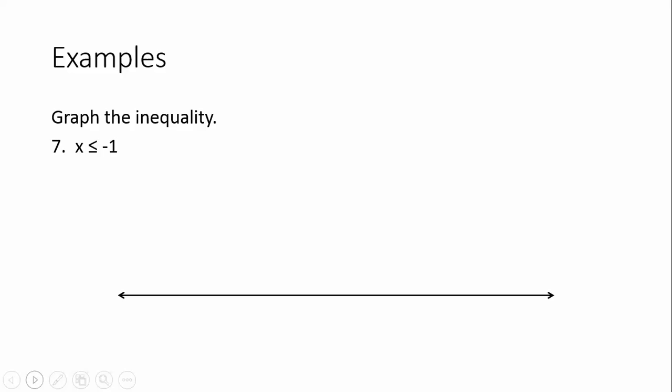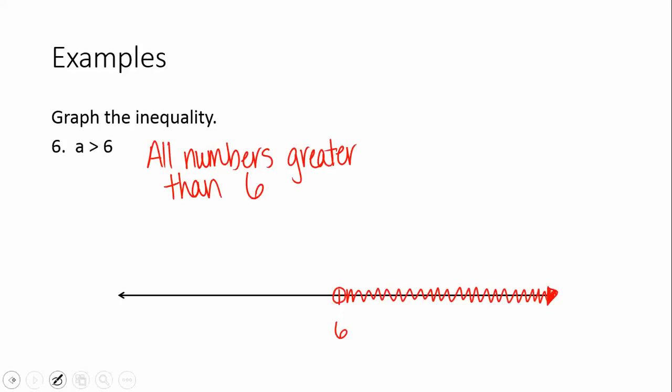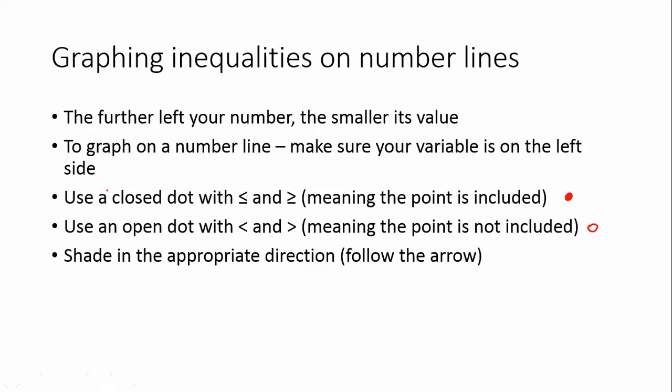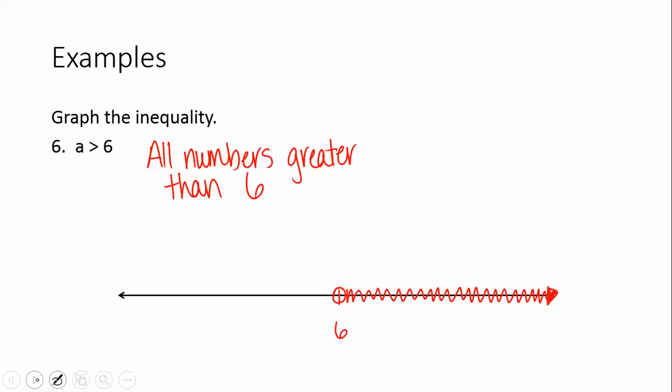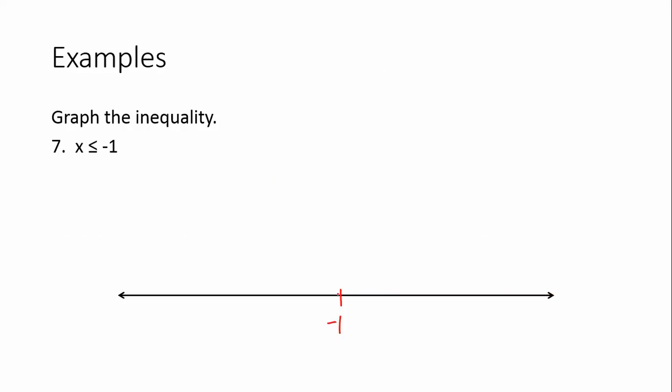Next example, we have x is less than or equal to -1. So we want to start by plotting -1 in the middle of our number line. It is a less than or equal to symbol. If we go back 2 slides, we use a closed dot with less than or equal to and greater than or equal to. So that means that we are including -1 in the values that we talk about, so we're going to fill this dot in. Notice the difference between filling it in on this example and leaving it open on the previous. And now we're talking about all the numbers that are less than or equal to -1.